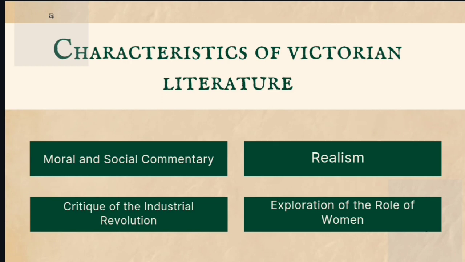Okay, in the next slide we'll discuss the four main characteristics of Victorian literature. You need to keep these four main characteristics in mind. Whether you are preparing for competitive exams or for your degree examinations, these four points will definitely help you to remember and define what Victorian literature is. The first one is moral and social commentary, then realism, then critique of the Industrial Revolution, then exploration of the role of women. Keep these four points in mind. We'll explore these four points in the upcoming slides.